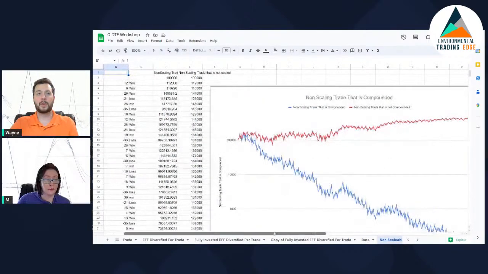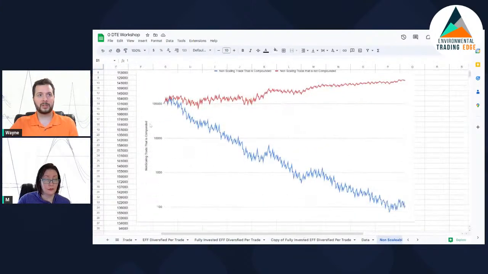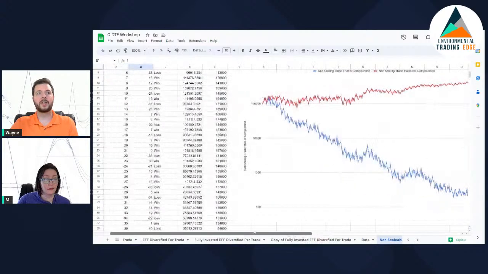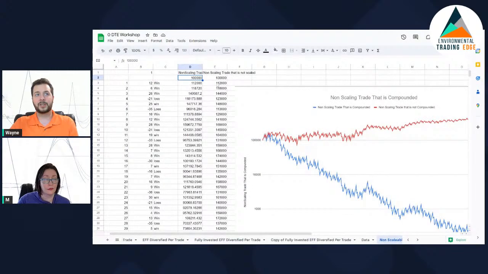So you can take a really crappy trade. By the way, you can see here on blue, this is what I mean by a crappy trade. And I try to compound this. So basically I take the win and put it into the gain, and then I take the loss out of the next trade. So it's scaling up and scaling down as you get wins and losses.